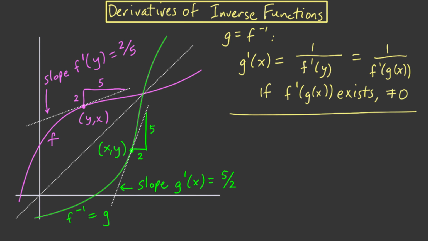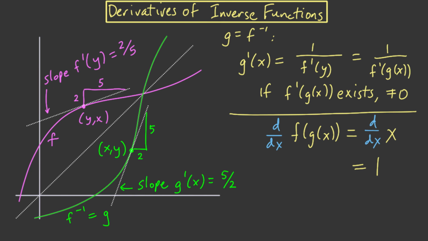We can give an argument using formulas as well. We can start with this equation, f of g of x equals x for all x. And we know that that's true by the definition of inverse functions. So we can differentiate both sides with respect to x. On the right, we're getting d dx of x, which is just 1. And on the left, well, that's a composition, so we can use the chain rule.